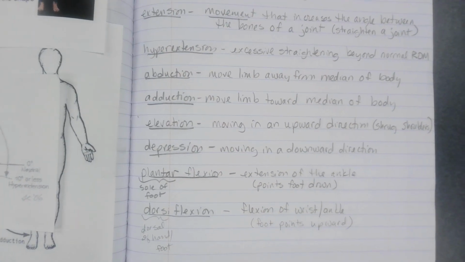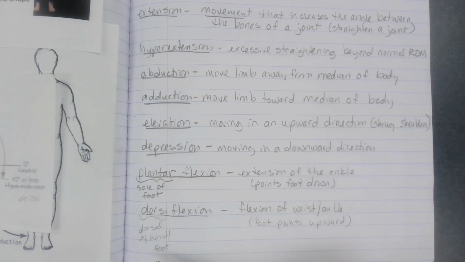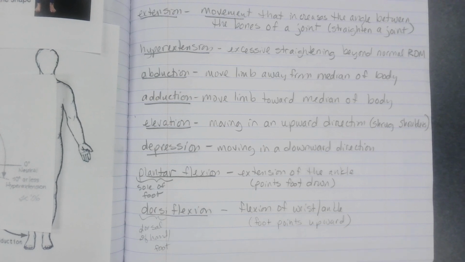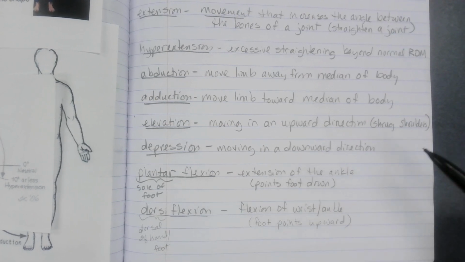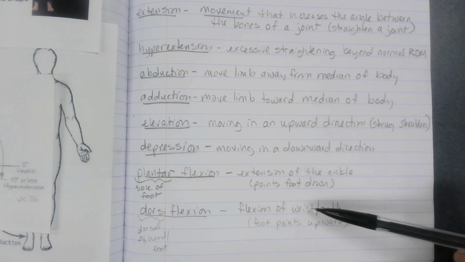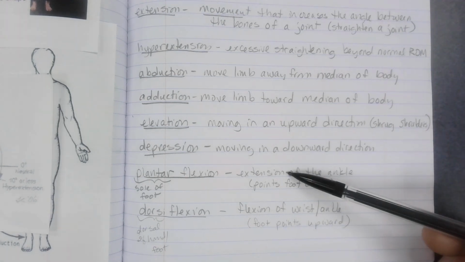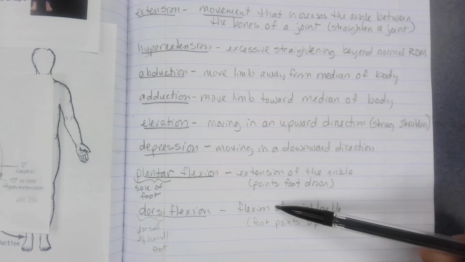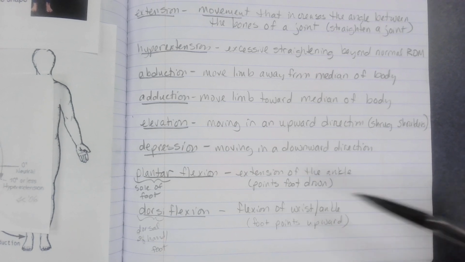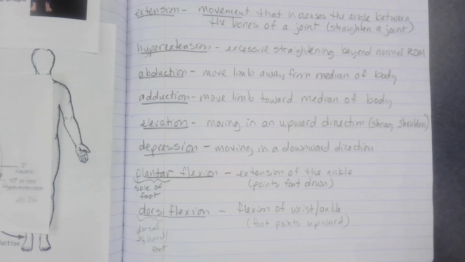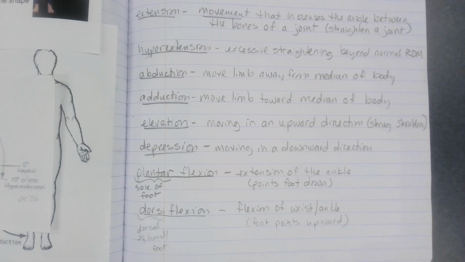Dorsiflexion. Dorsal, backside of the hand, backside of the foot. Dorsiflexion, the flexion of the wrist or ankle. So not the extension, but the flexion of the wrist or ankle. So you point your foot upward or move your hand so that the fingers point upward. Dorsiflexion.